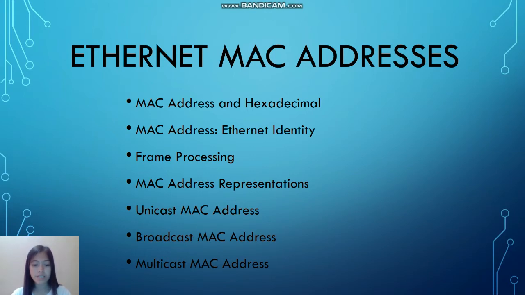Unicast MAC address. In Ethernet, different MAC addresses are used for layer 2 unicast, broadcast, and multicast communications. Broadcast MAC address. A broadcast packet contains a destination IPv4 address that has all ones in the host portion. Multicast MAC address. Multicast addresses allow a source device to send a packet to a group of devices.